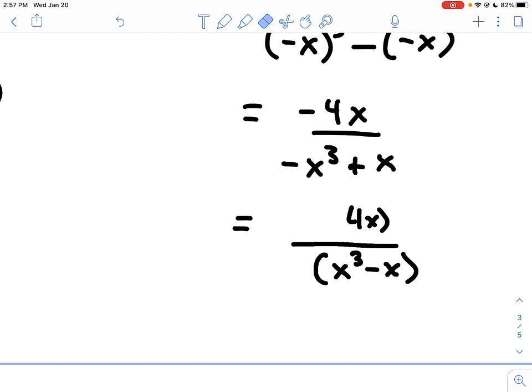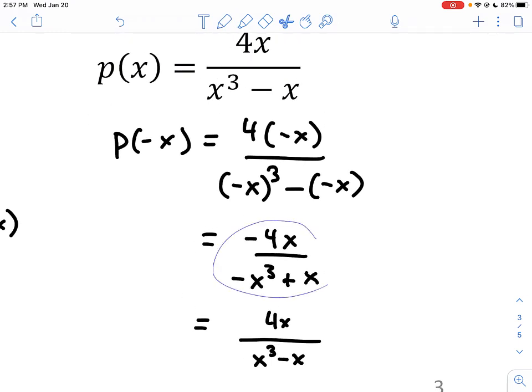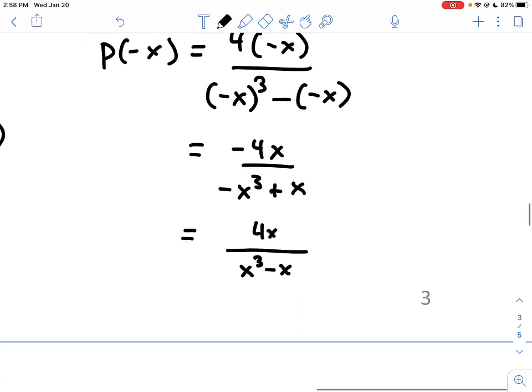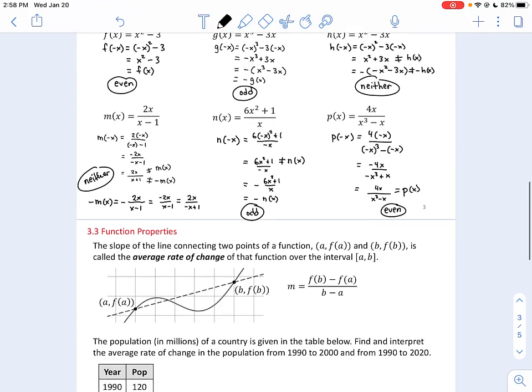All right, so when you do that, simplifying, it really just boils down to this. Okay, but this is the original, right? So it turns out that right here was the original in disguise. After you simplify it by factoring negatives out and canceling them, we do get the original p of x. So this is an even function. Here's the graph of p of x, and it is a mirror image across the y-axis. So we have the even symmetry.